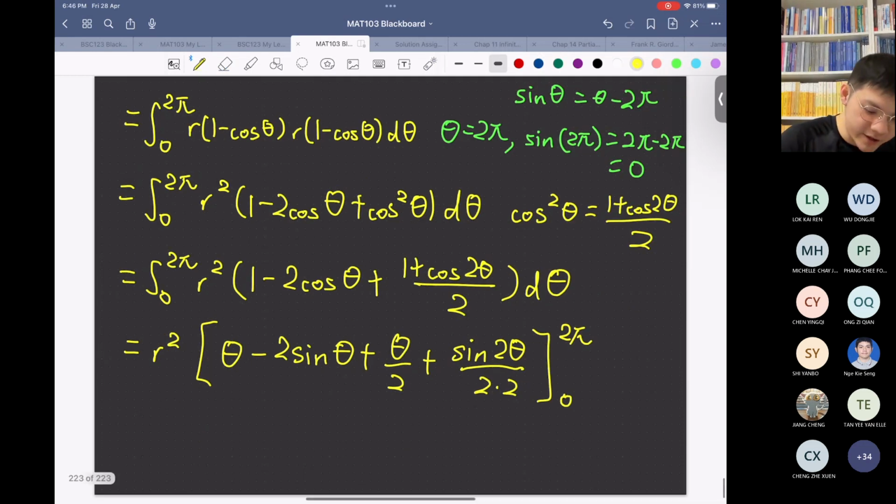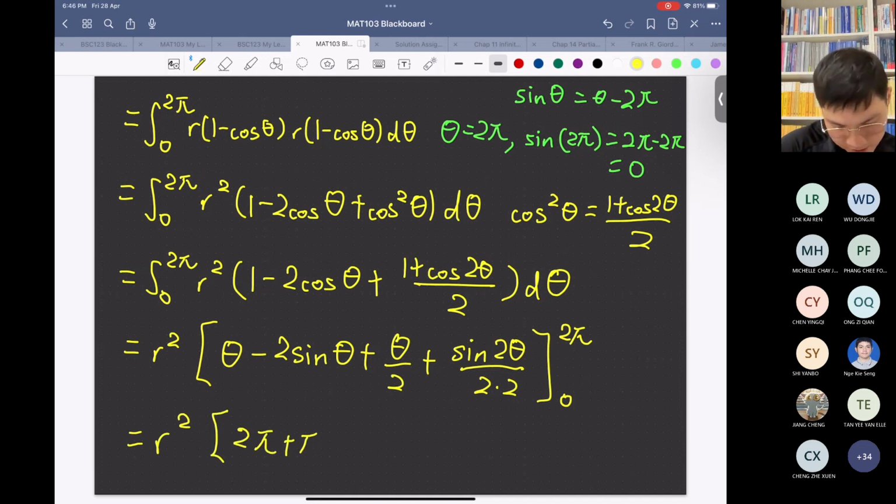Okay, what's this whole thing here? You can try and calculate it yourself. You will then get 2 pi plus pi, which is 3 pi r squared.